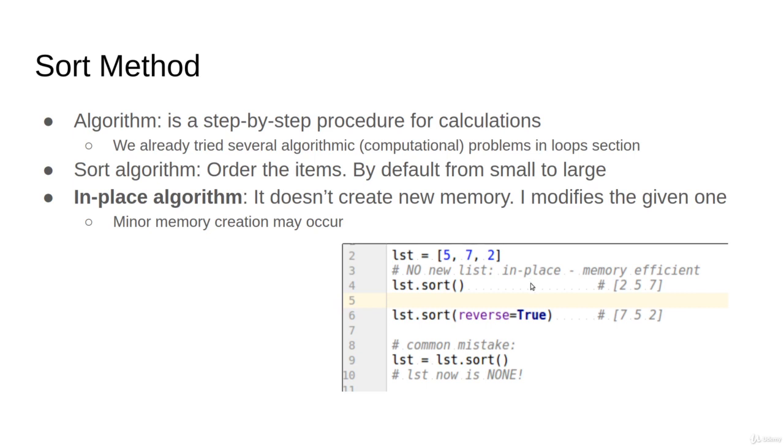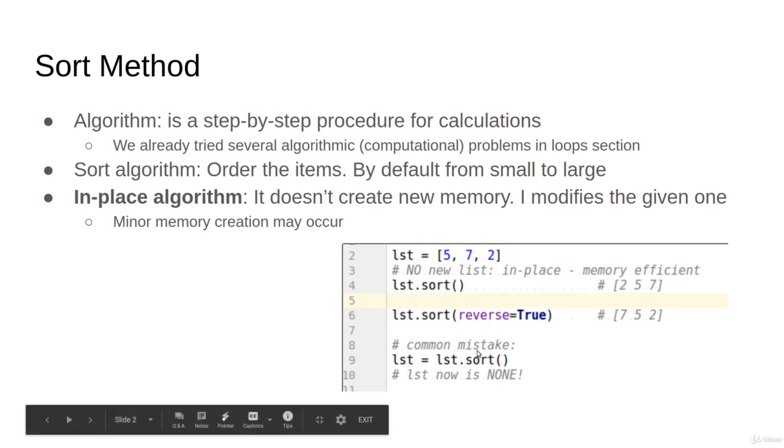As we learned, it's a common mistake to write list equals list.sort. The list will be None. So you always have to be careful about your functions. Does this function return something or not? Is it in place or not?